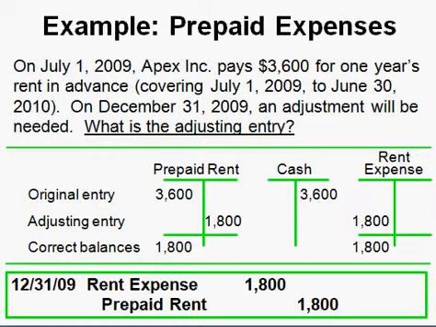So we made it easy. In this case, it's July 1st. We've got 6 months. So we would divide it by 12, take it times 6, and that's $1,800. So we would debit rent expense, which is our income statement account, and credit prepaid rent to take it out of our asset account.